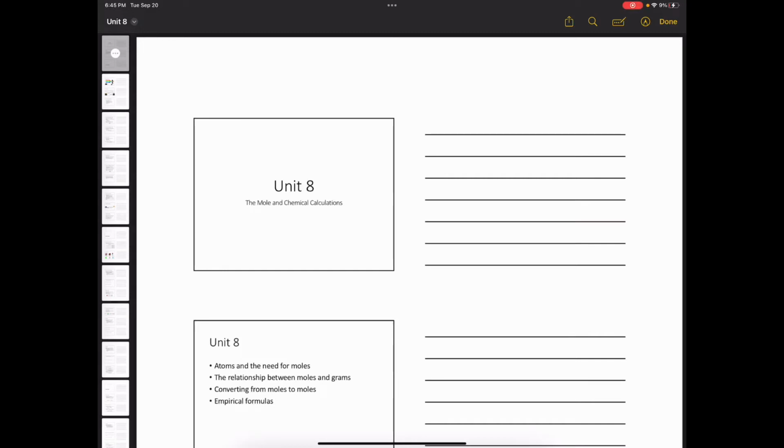So for Unit 8, we're going to talk about the mole and the chemical calculations related to the mole. These are the four bullets that we're going to focus on. So we're going to look into atoms and the need for the mole. So why do we use the unit mole specifically to describe the number of atoms? And then we'll look into the relation between moles and grams and how both are connected to each other. We'll also do some practice problems and examples to convert from moles to grams and back from grams to moles.